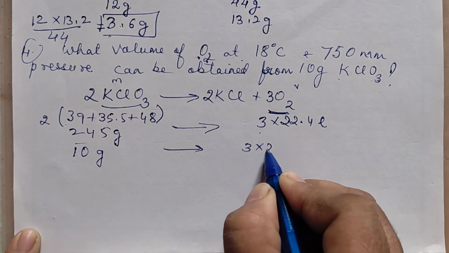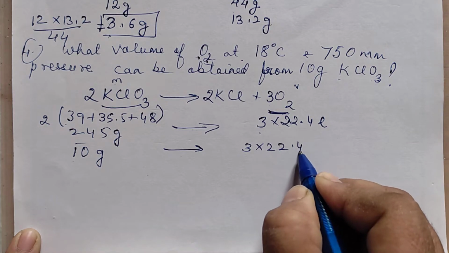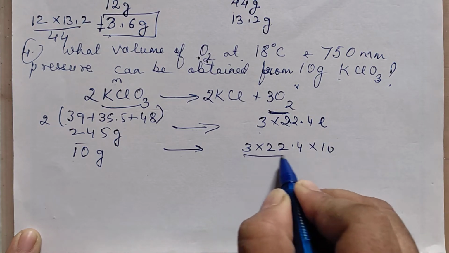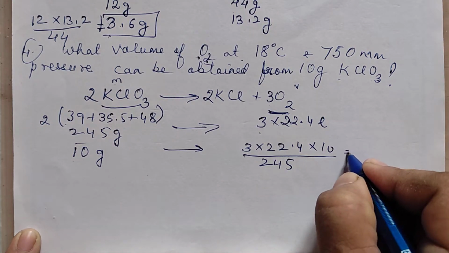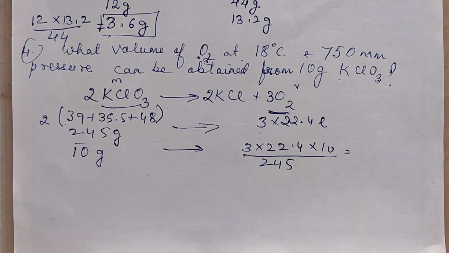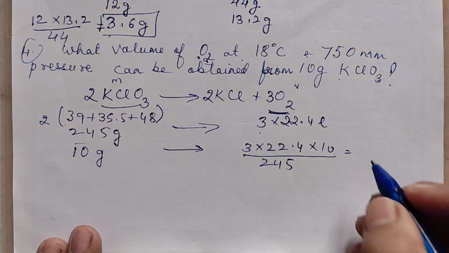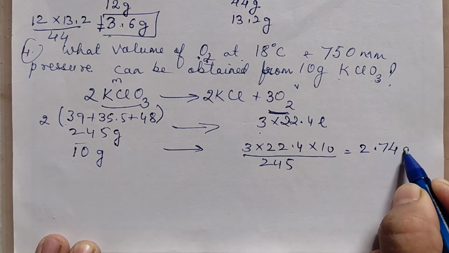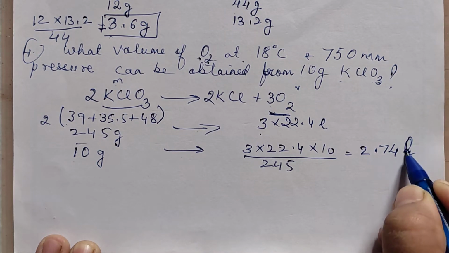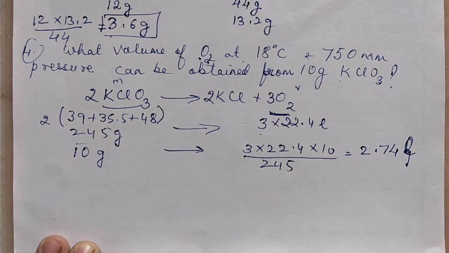Simple unitary method. So 3 into 22.4 liters into 10 divided by 245. First thing is we will solve this. When you solve this, you get 2.74 liters. This much liter of oxygen will be produced.